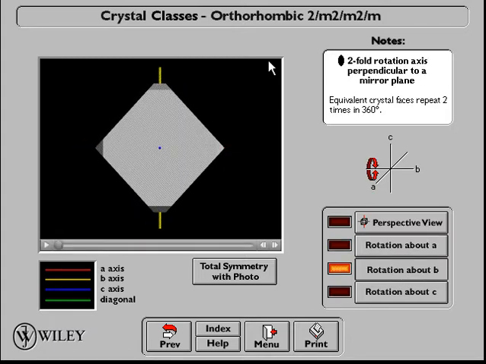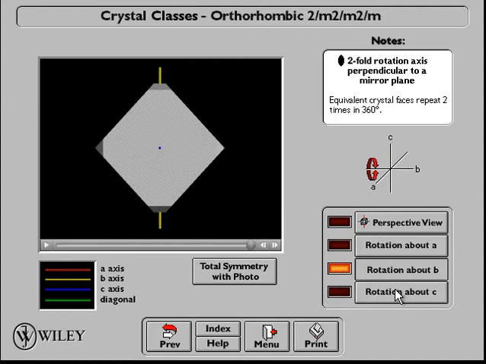So what is the c-axis? That is the c here. It goes inside, and we have again the equivalent crystal faces repeating 2 times in 360 degrees. And we have two-fold rotation axes perpendicular to a mirror plane. Can you see it 2 times? And we have here the mirror planes.